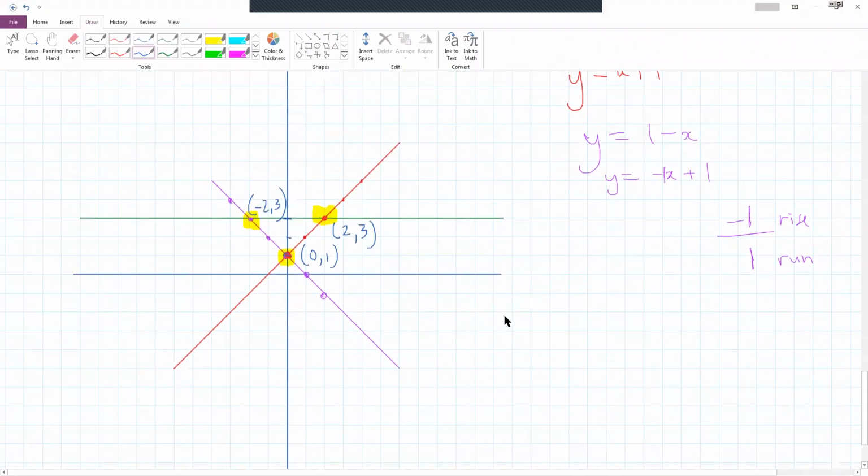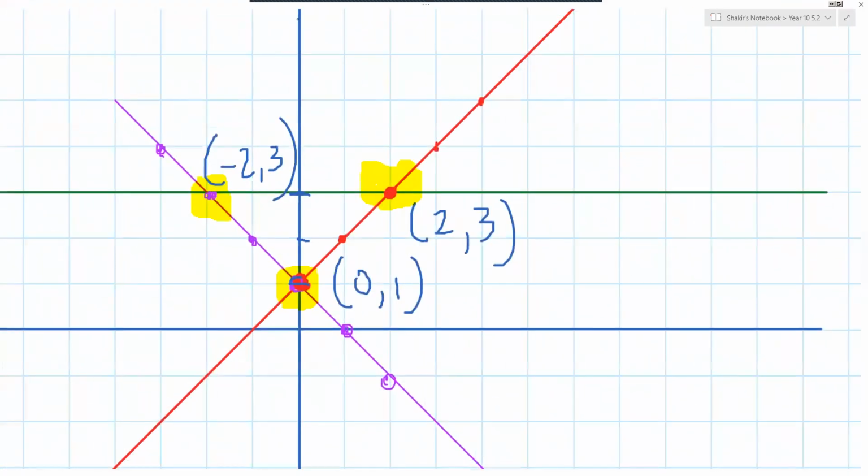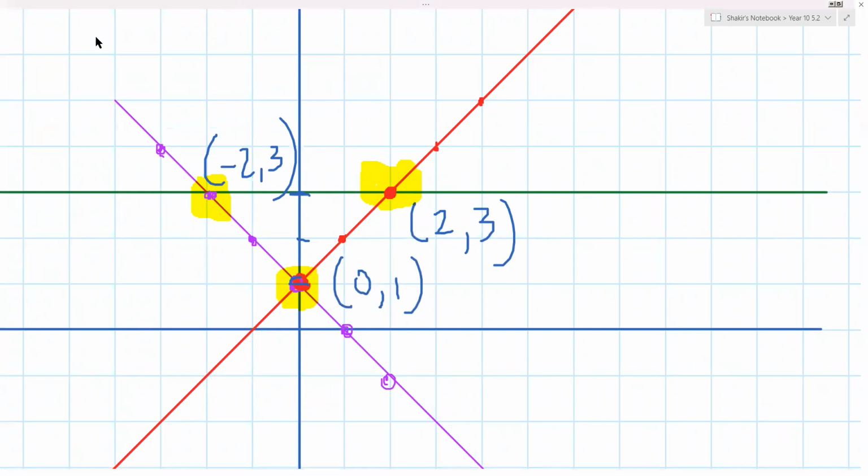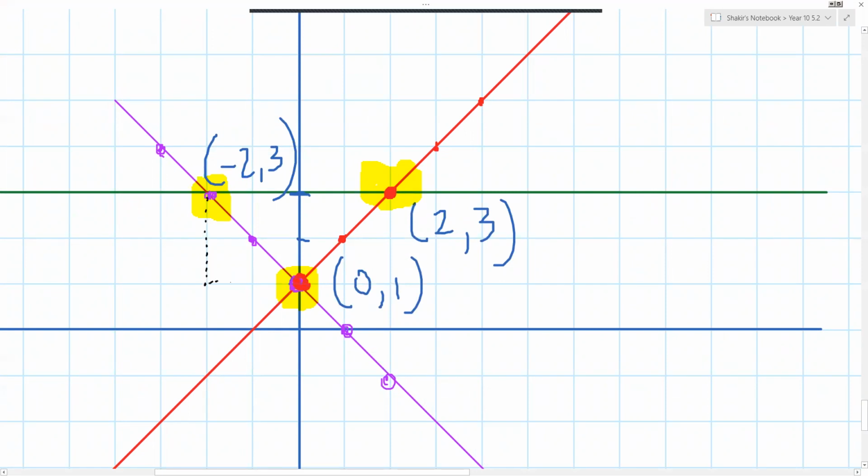Okay, so what I might do is zoom in and I'll just show you what I'm thinking. Okay, so to find that distance there, we can use Pythagoras' theorem, right? It might take a bit of thinking, but think about it in terms of a triangle. That is a triangle, right? And the height of this triangle is 2, and the width of this triangle is also 2.